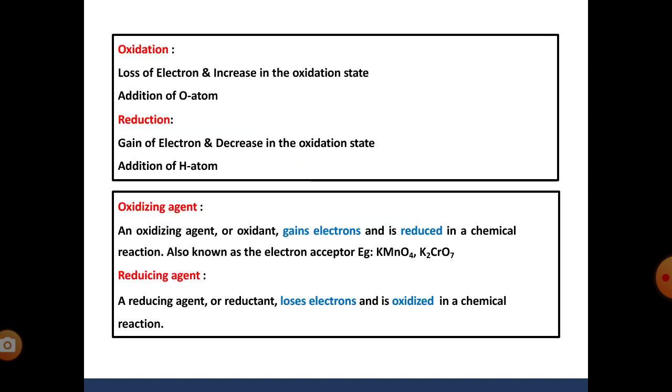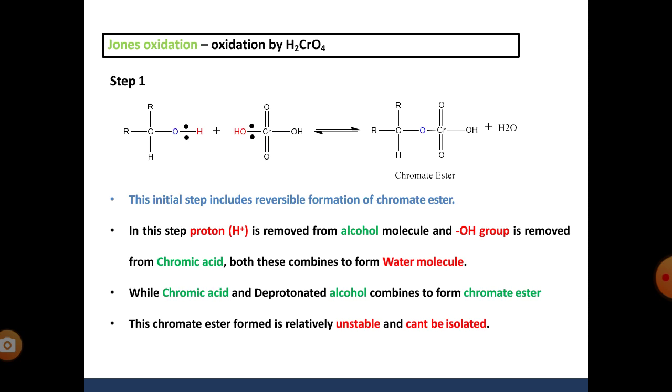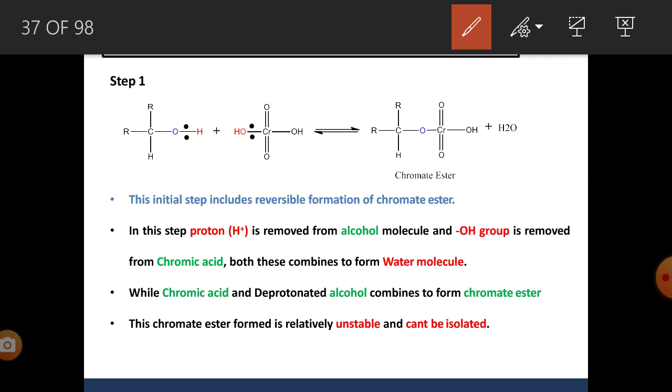So the first method we'll see is oxidation. A ketone can be synthesized from a secondary alcohol. This method is the same as for aldehydes. Only, in aldehydes primary alcohols are used, while in ketones secondary alcohols are used. Secondary alcohols undergo oxidation with the help of chromic acid.